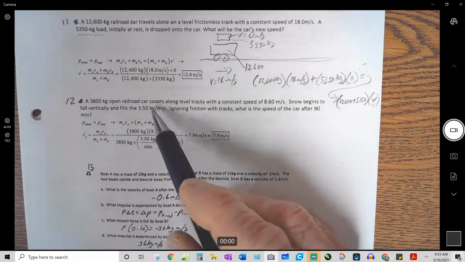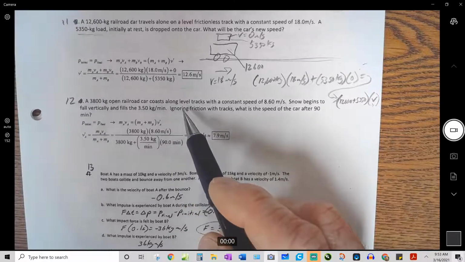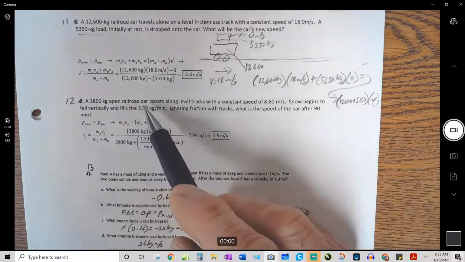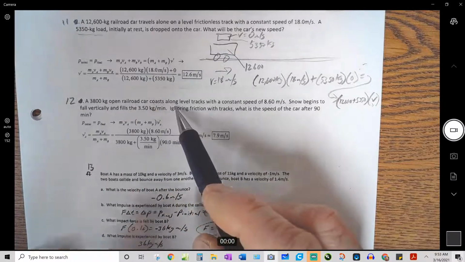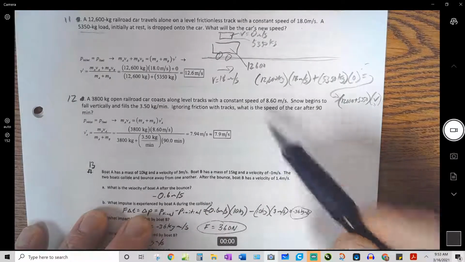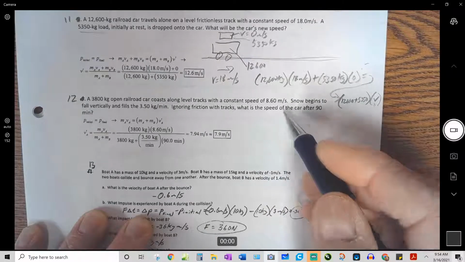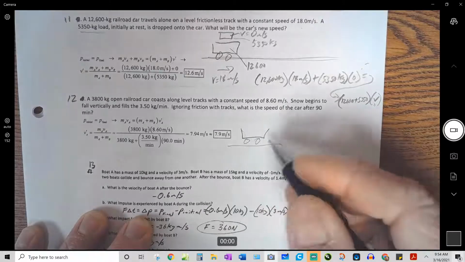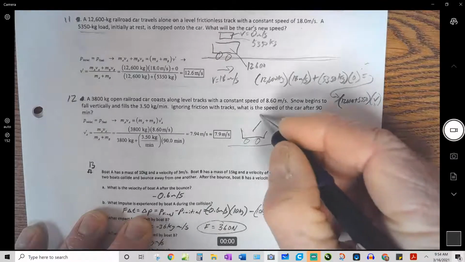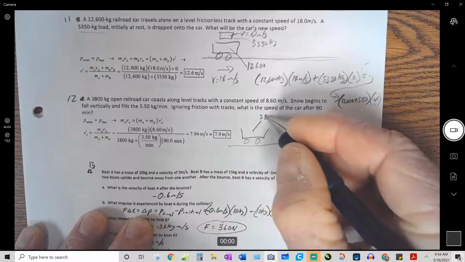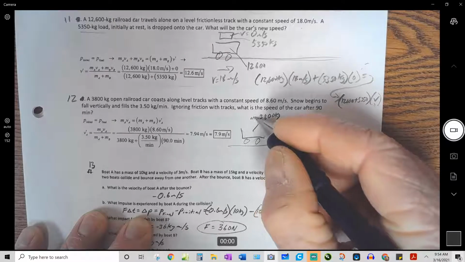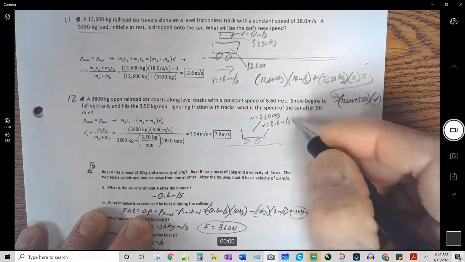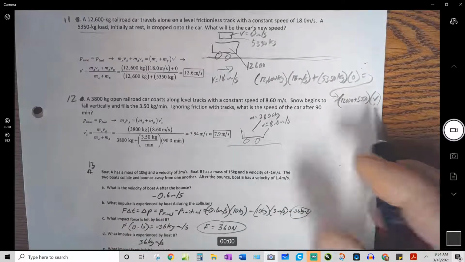Number 12, this is an interesting one. 3,800 kilogram open railroad car coasts along level tracks with a speed of 8.6 meters per second. So this sounds kind of the same as the other one so far. So this is 3,800 kilograms. That's the mass. And then we've got the velocity, 8.6 meters per second. So we can figure out the momentum from that.